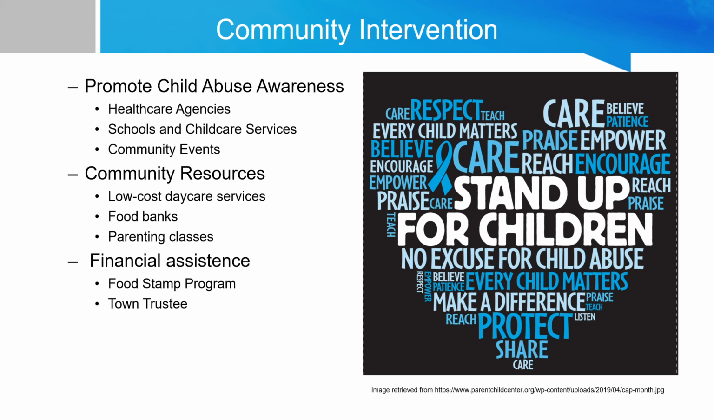Other than identification of the abuse, there are certain things that can be done in the community to help prevent child abuse. For example, promoting child abuse awareness can help bring attention to the issue and help people recognize when and where it's happening. Child abuse awareness should be addressed in healthcare agencies, schools, and child care services, or even during community events.